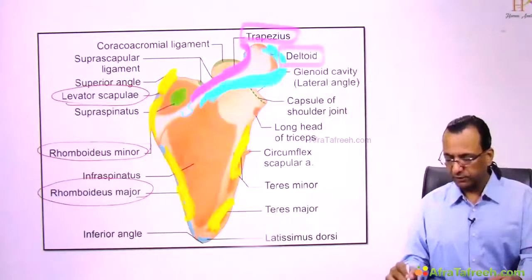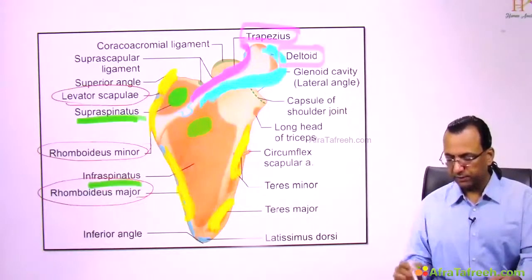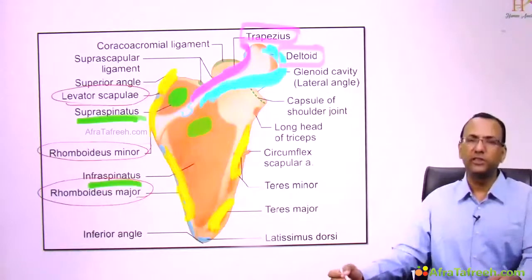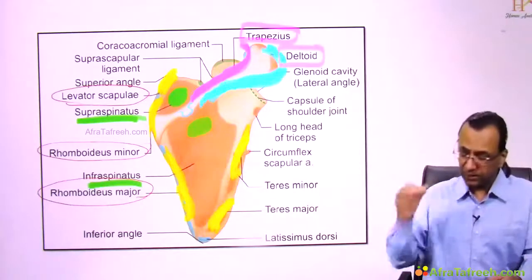They are supraspinatus, and one is below the spine, infraspinatus. So above the spine, supraspinatus, below the spine, infraspinatus. Yes, these are some orientation which you needed, and then you can proceed further.